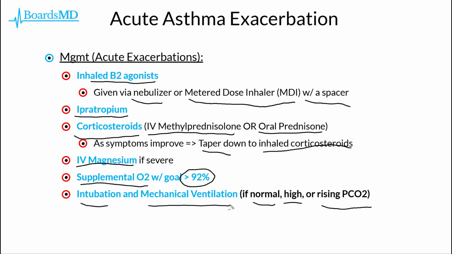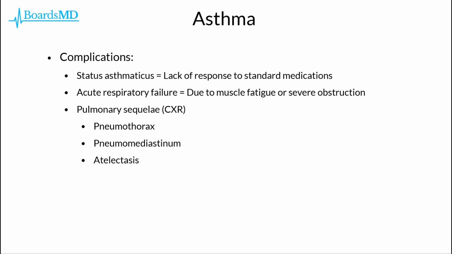There are several key complications that we need to be aware of when it comes to our asthmatic patients. This can include status asthmaticus, in which the patient has a lack of response to standard medications. Additionally, as we have now discussed multiple times, our asthmatic patients are at risk for going into acute respiratory failure. This is generally due to muscle fatigue or severe obstruction, which ultimately results in an inability for these patients to properly ventilate and blow off PCO2.